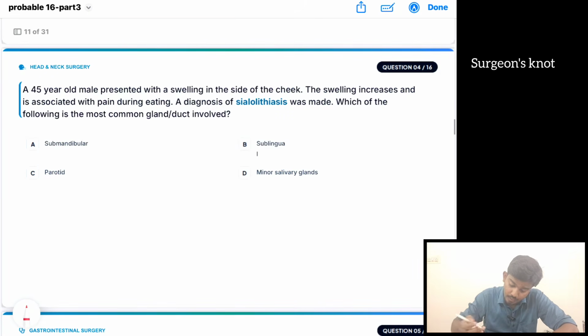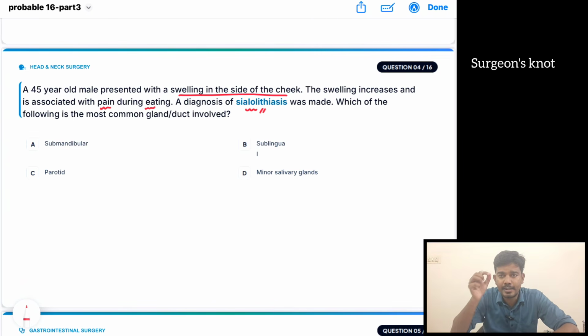A 45-year-old male presented with a swelling in the side of the cheek. The swelling increases and it is associated with pain during eating. The patient has pain during eating. Also, the patient has increased swelling during eating. A diagnosis of sialolithiasis was made.